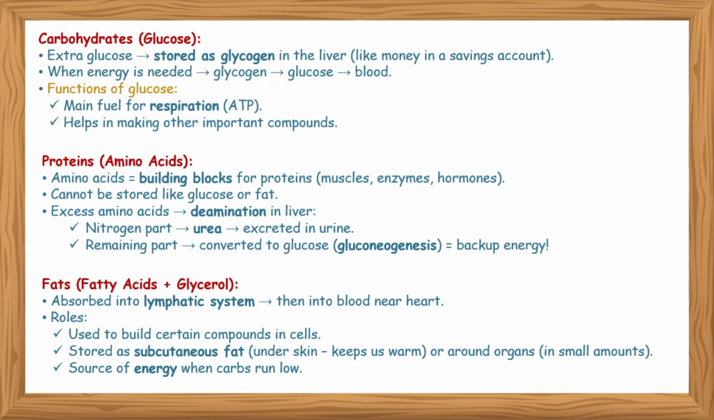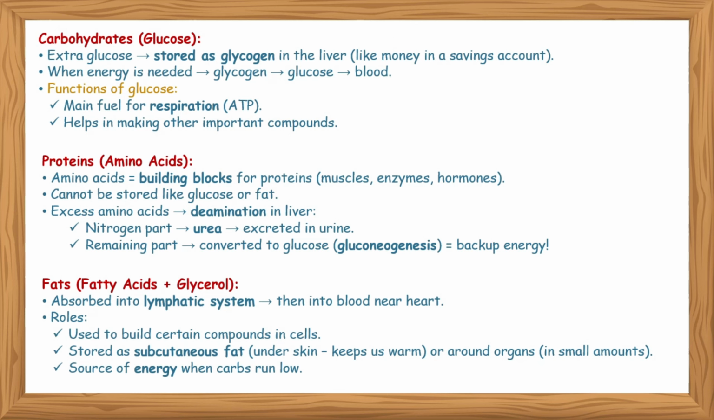Protein or amino acid. Amino acids are building blocks for proteins. They are needed for muscle action, enzymatic action and hormonal action. They cannot be stored like glucose or fat. Excess amino acids undergo deamination in the liver; the nitrogen part forms urea, which is excreted, and the remaining part is converted to glucose via gluconeogenesis and then used as backup energy.